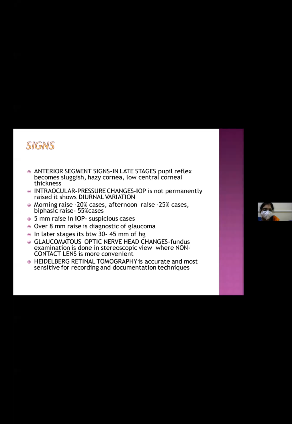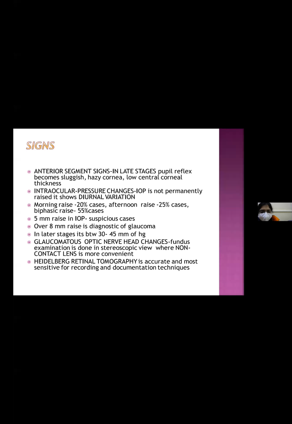Next, signs. Anterior segment signs. Ocular examination includes slit lamp biomicroscopy. In late stages, the pupil reflex becomes sluggish. A hazy cornea is seen, with low central corneal thickness. Intraocular pressure changes are not permanently increased, but show a diurnal variation. The morning rise of IOP is seen in 20% of cases, and the afternoon rise in 25% of cases. The most common is the biphasic rise, seen in 55% of cases.